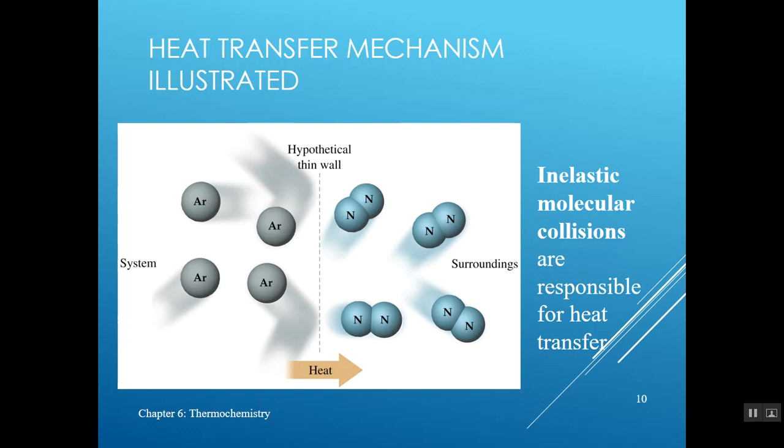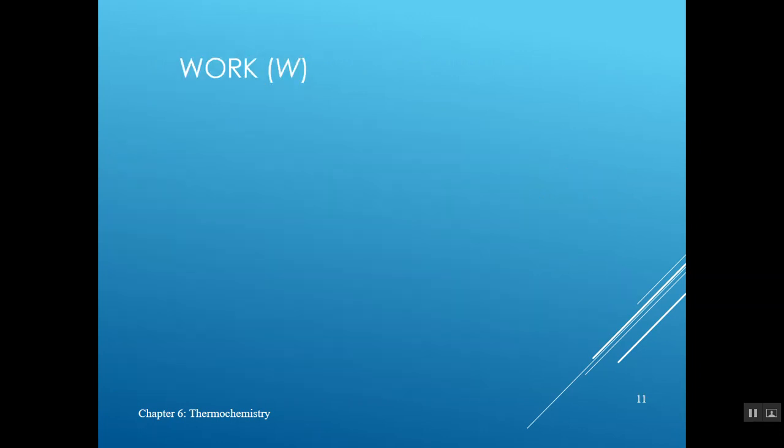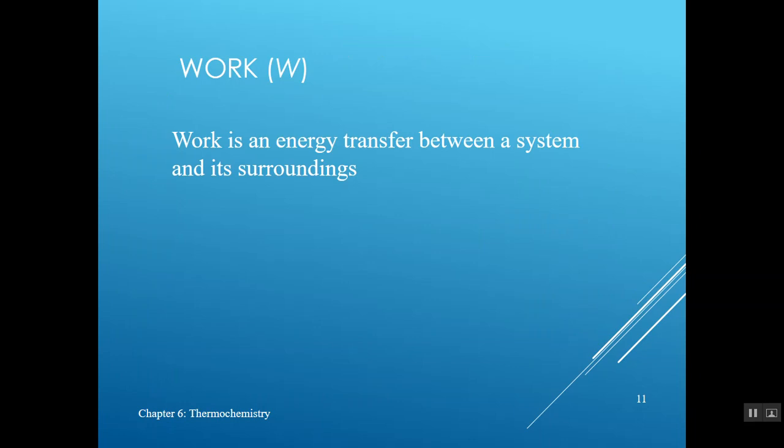So when the argon atoms bounce against the wall, the energy is picked up by the nitrogen molecules, right? That is basically the reason why you have heat flow from the hotter object to the cooler object. What is actually happening is that kinetic energy is being transferred from the hotter object's particles, because they're more energetic, to the cooler object's particles, because they're less energetic. And it is these inelastic molecular collisions, as indicated in this diagram, which are responsible for the transfer of heat. All right?